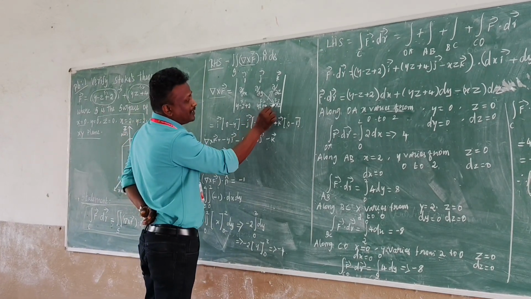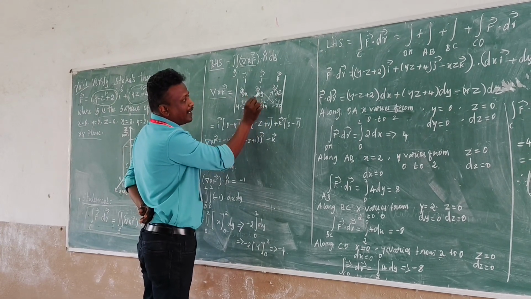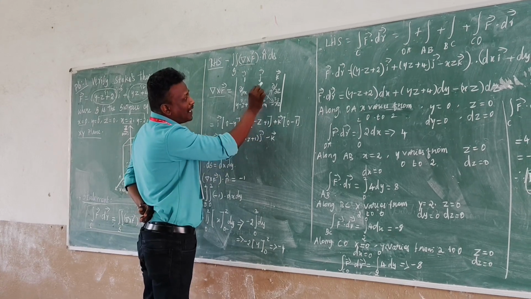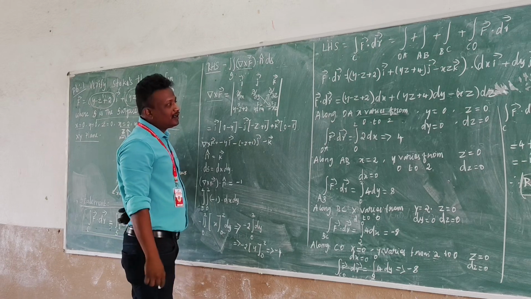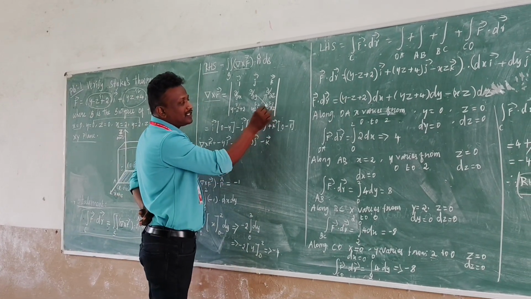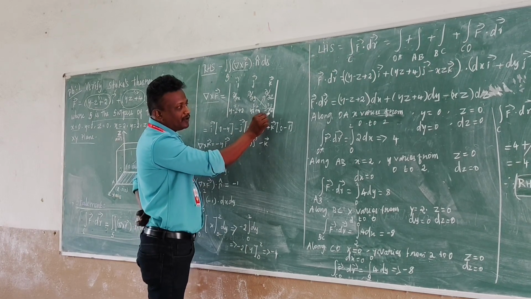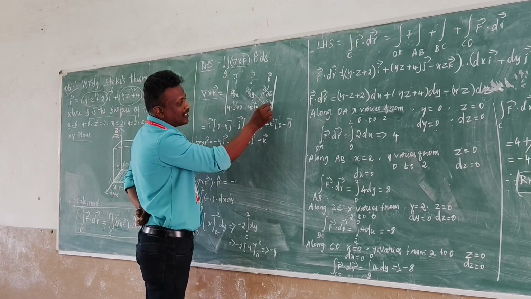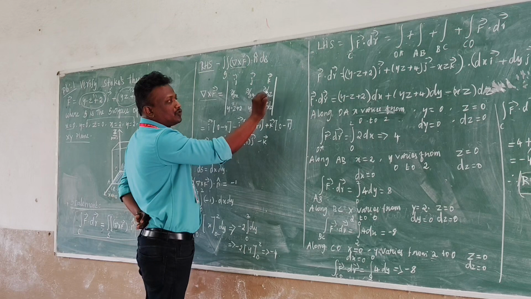When you take cross multiplication from here to here, that means dou by dou y of this function. So you have to differentiate this function with respect to y. To differentiate with respect to y, we should have the y variable in this function, but there is no y variable. So the other variables are constant, and when you differentiate a constant, your answer is 0. Therefore 0.